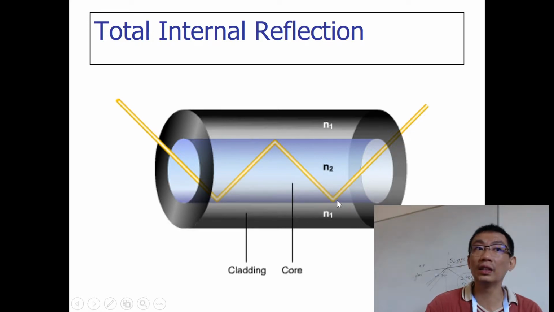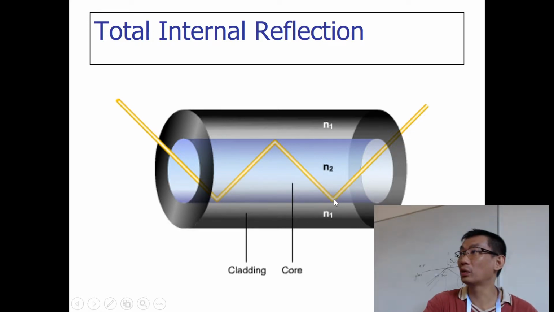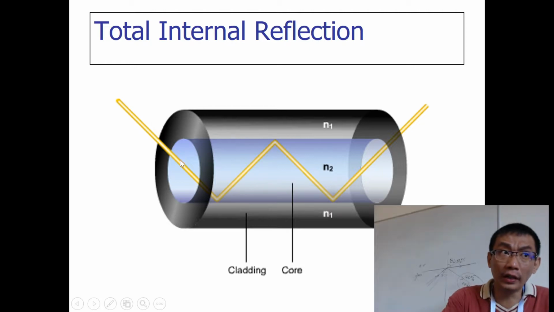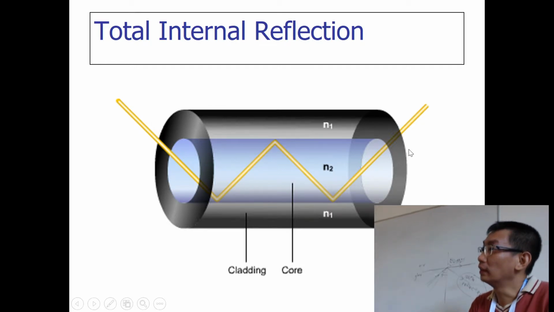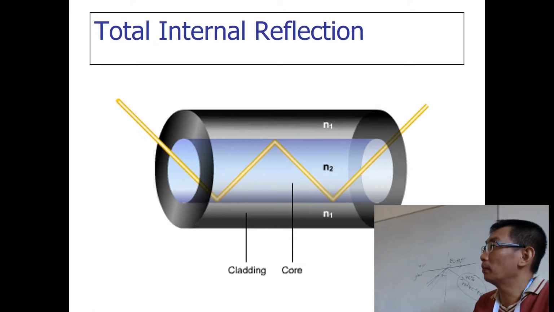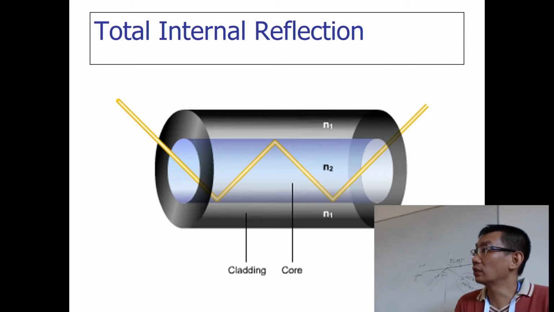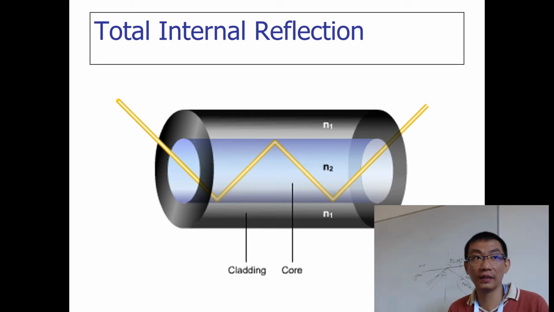Full total internal reflection means that we will send the light at a specific angle, more than the critical angle. Then all the light will remain inside the core of the fiber. When it remains inside the core of the fiber, the energy is still inside the fiber, so you can transmit a longer distance. So that's the concept, total internal reflection.